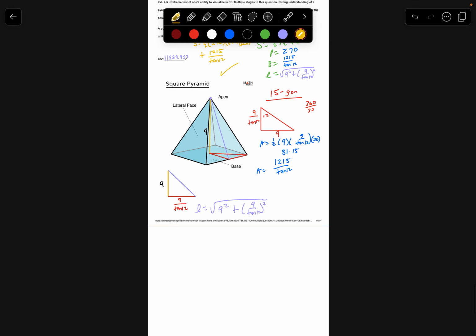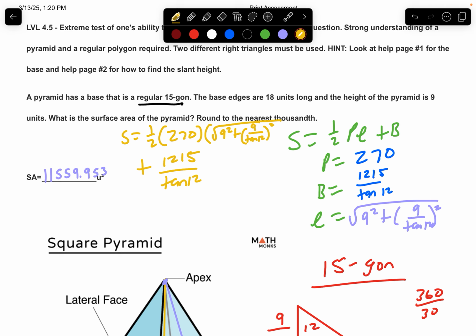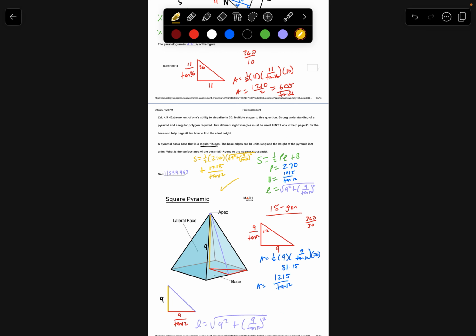So 1/2 times 270 times the square root of 9 squared. Make sure I do parentheses in my calculator of 9 over tangent 12, close parentheses, squared. Get out of the square root and add 1215 over tan 12. And I get 11,559.953. Beautiful. Check mark. That's a monster. But we can do monsters.